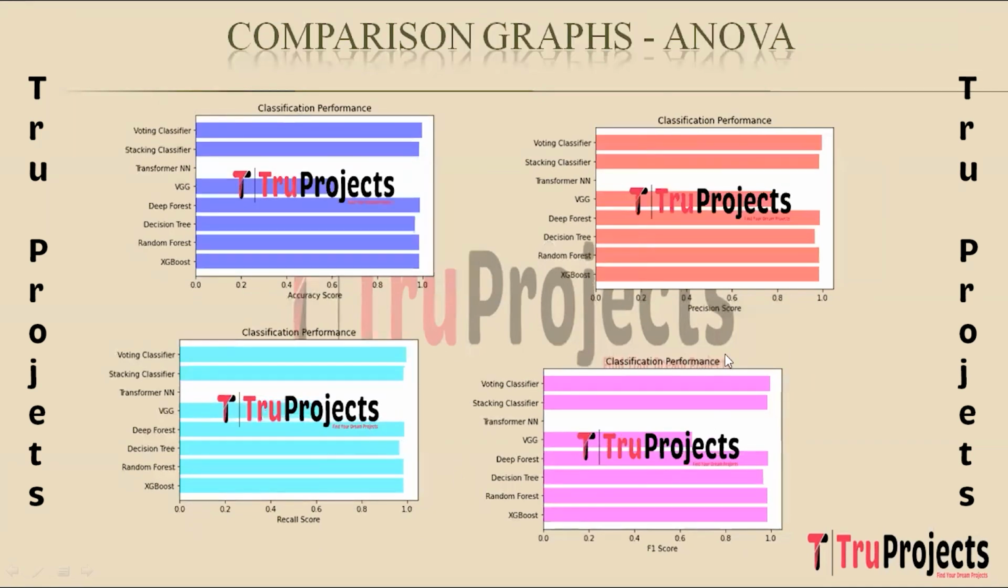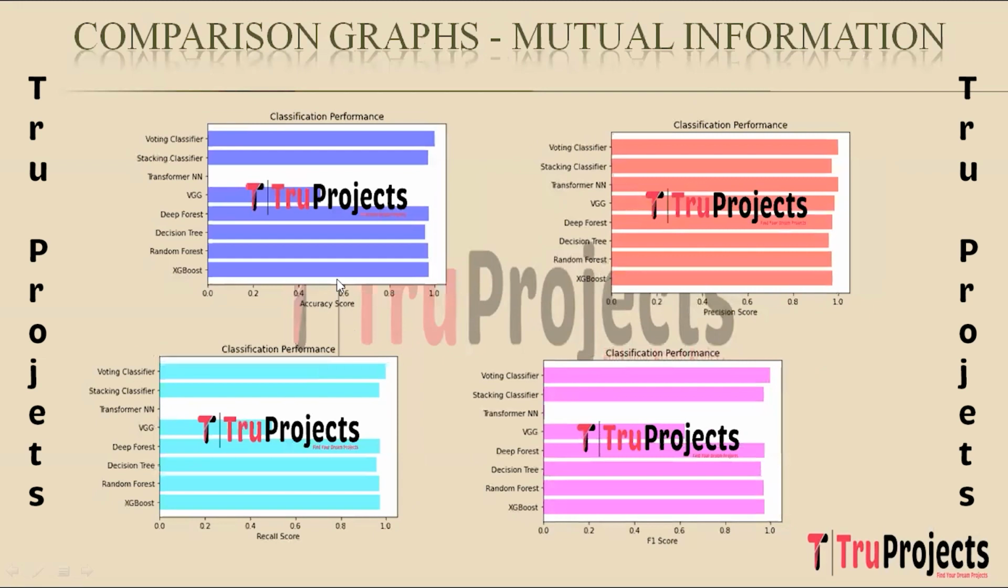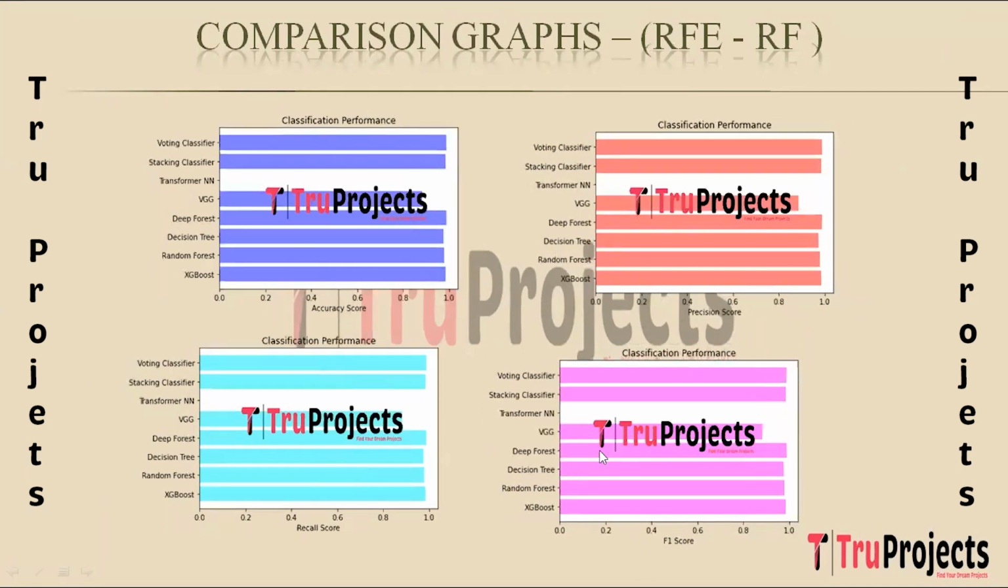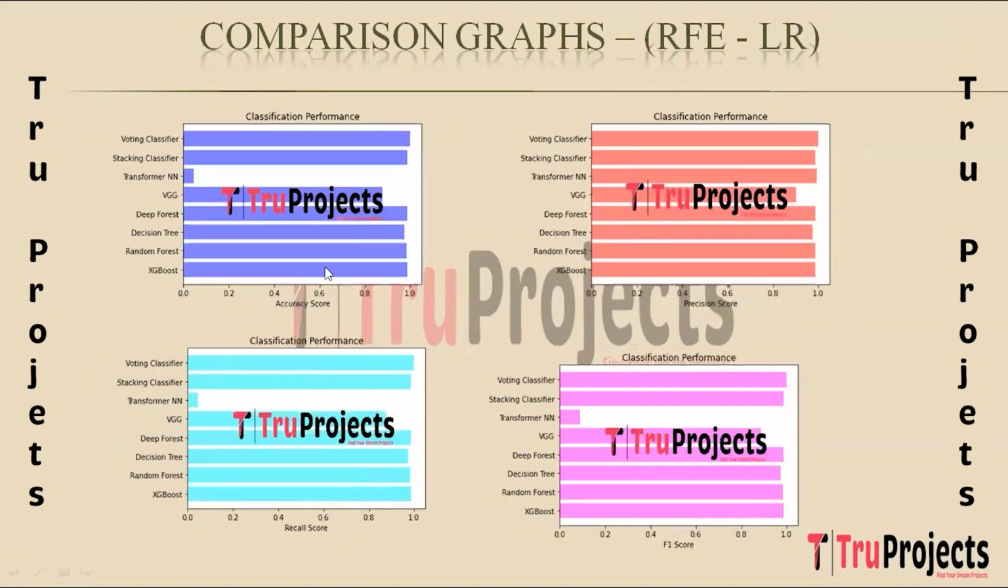These are the comparison graphs of the algorithms built using features selected using the ANOVA technique. These are the comparison graphs of the algorithms built using the mutual information technique. These are the comparison graphs of the algorithms built using RFE with random forest feature selection. And these are the comparison graphs of the algorithms built using RFE with logistic regression feature selection.